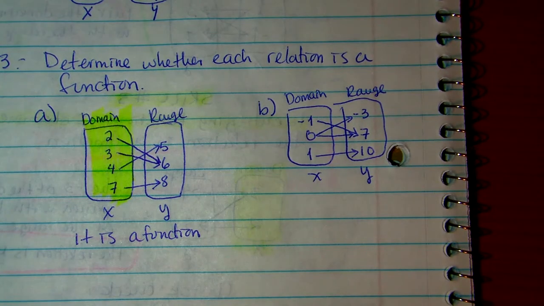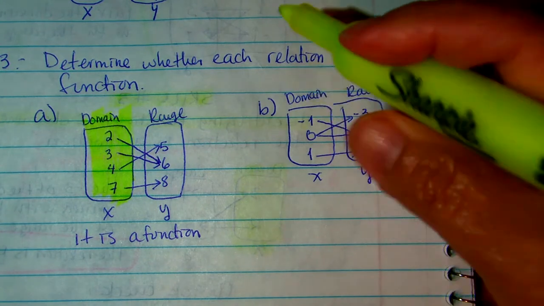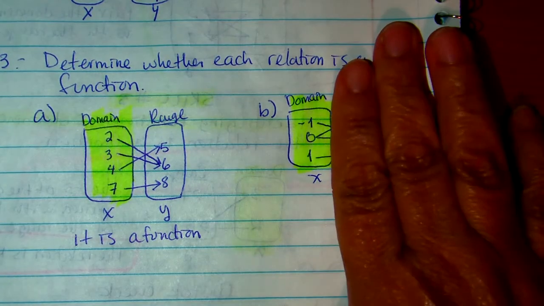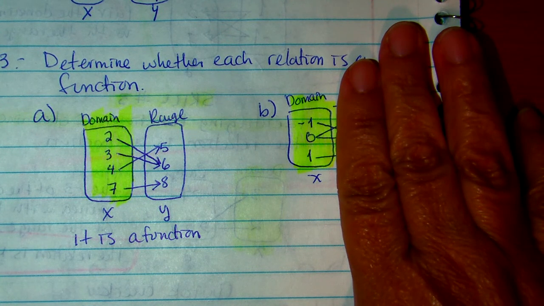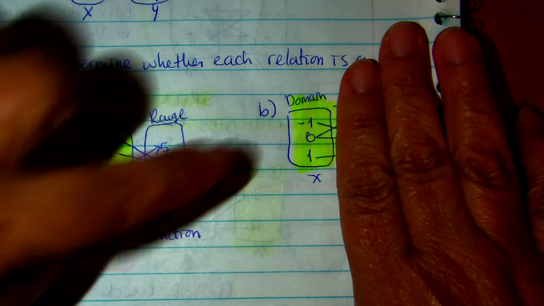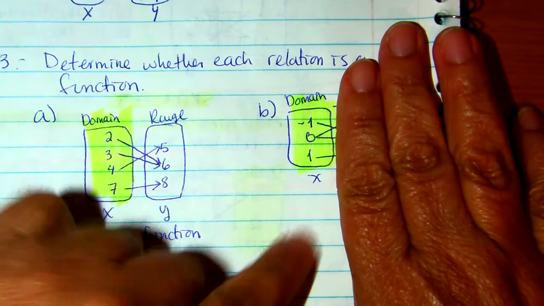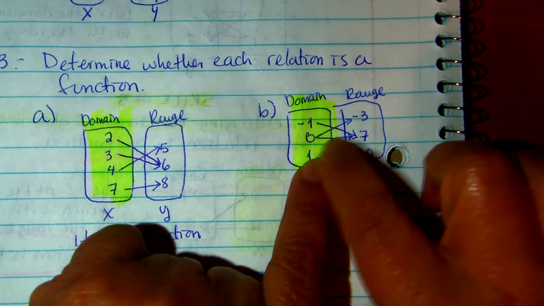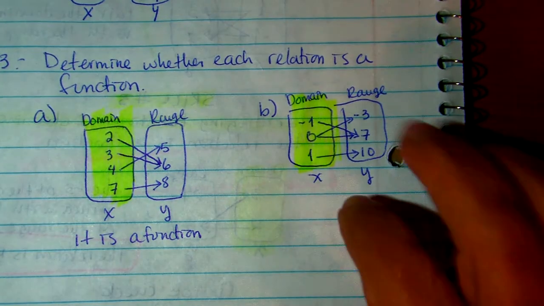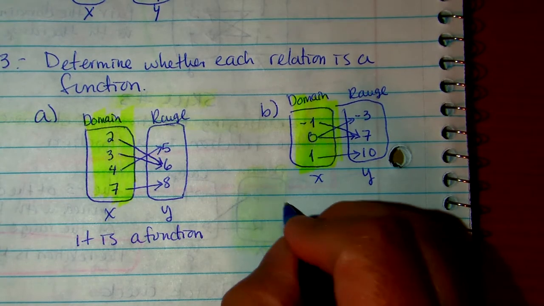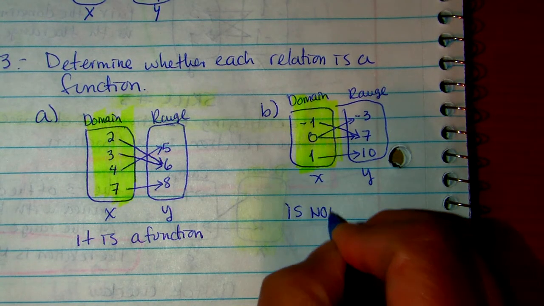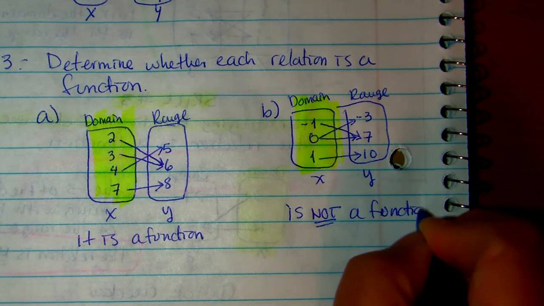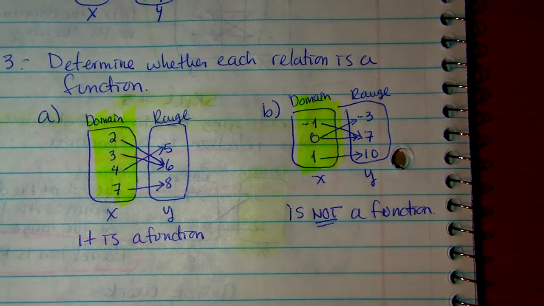So again, if we focus our eyes only on the elements of the domain, do we have more than one arrow coming out of one of these numbers? Yes, right here on the 0. This one has 2 arrows. It goes to 2 numbers. So this one is not a function. Okay, so this is how you identify them.